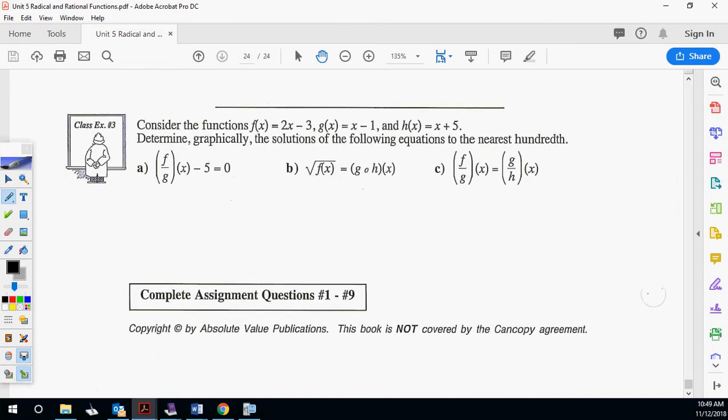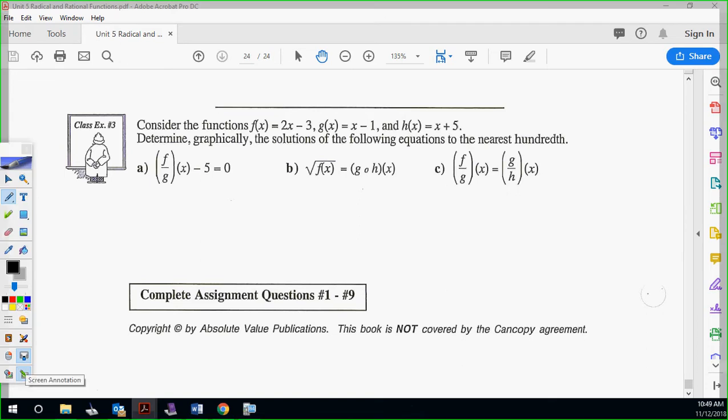So, consider the functions f of x equals 2x minus 3, g of x equals x minus 1, h of x equals x plus 5. Determine graphically the solutions of the following equation to the nearest hundredth. So we're going to do the operation, and the movement and figure out the solution. So this is where it starts to get rational, right? Because if I'm doing a fraction here, I'm doing 2x minus 3 over x minus 1 minus 5 equals 0. And I'm solving for x now.